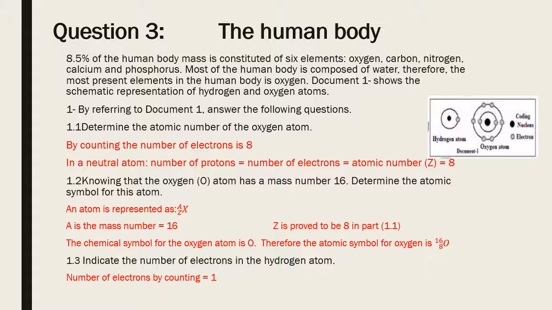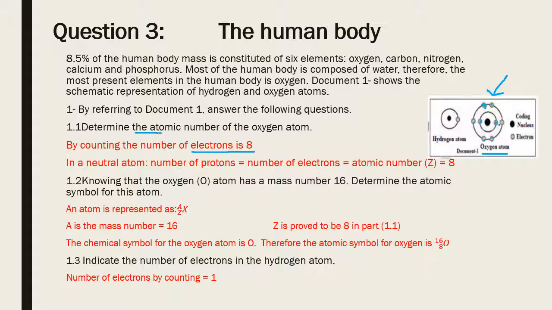Determine the atomic number of the oxygen atom. First of all, let's look at document 1. Here's our oxygen atom. We want the atomic number, which is the number of protons. Now here, remember, they've given us the number of electrons because the electron cloud is shown to us. First of all, let's see how many electrons we have. Remember, each dot is an electron here, so this is the first dot. 1, 2, 3, 4, 5, 6, 7, 8. So by counting, the number of electrons is 8.